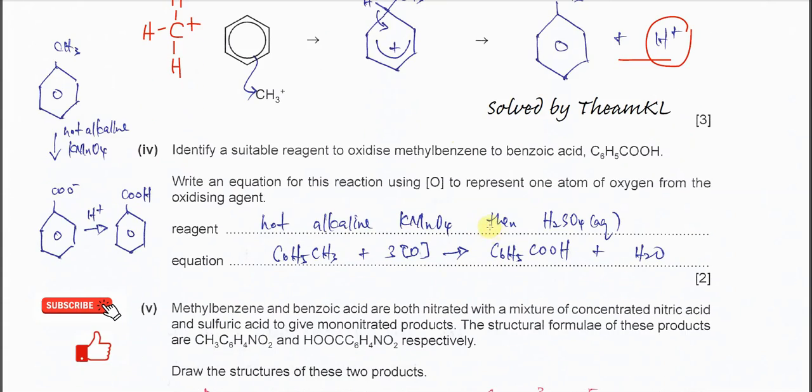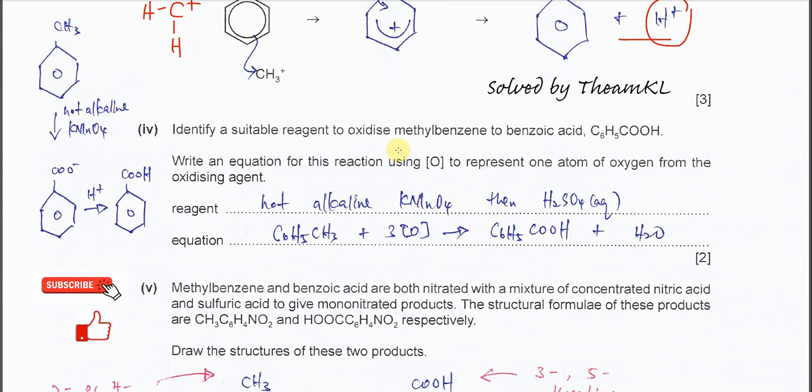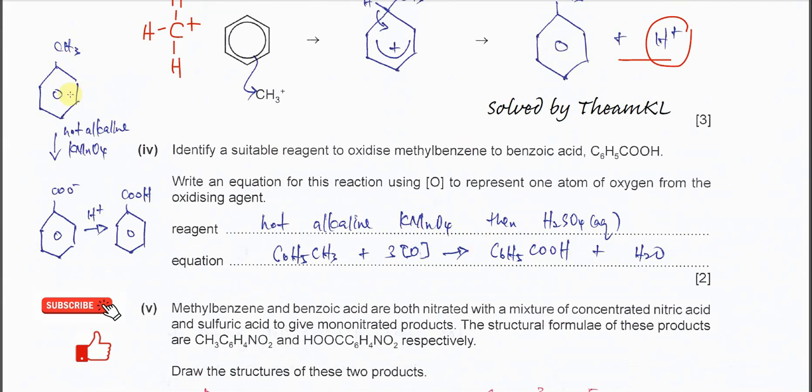Part 4. Identify a suitable reagent to oxidize methylbenzene to benzoic acid. Methylbenzene goes to the benzoic acid. We need to do 2 steps actually. First, we need to use hot alkaline KMnO4. This converts the methylbenzene to this salt, this anion, meaning the benzene with this carboxylate. And this salt or anion needs to be acidified, meaning we need to add acid solution after that.